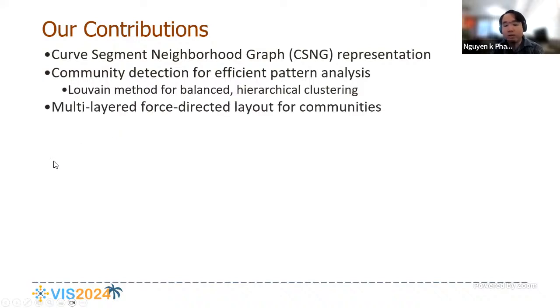We develop a multi-layered vortex layout for the resulting communities. This visualization technique helps review the structure and patterns within the flow data at multiple scales. By combining these features, our framework provides a powerful toolset for exploring and understanding complex flow structures, addressing the challenges of visual clutter, computational complexity, feature identification, and scalability in large-scale curve-based datasets.